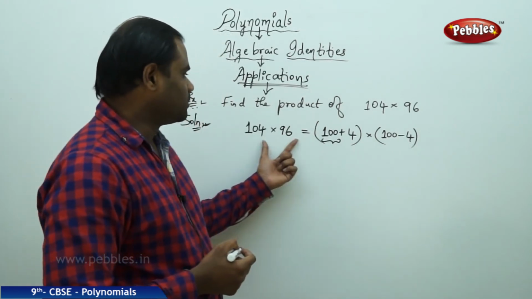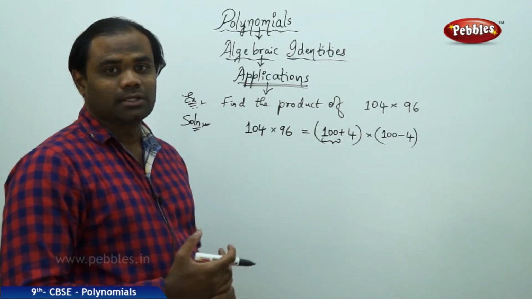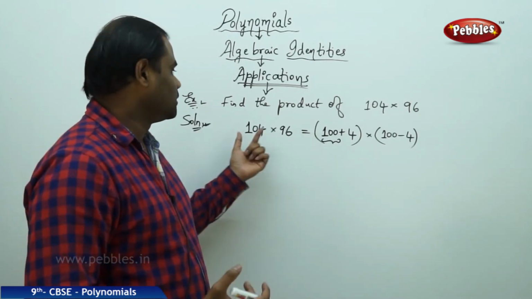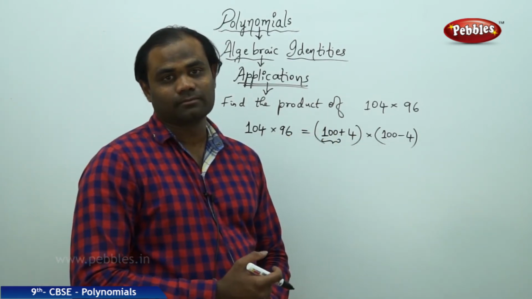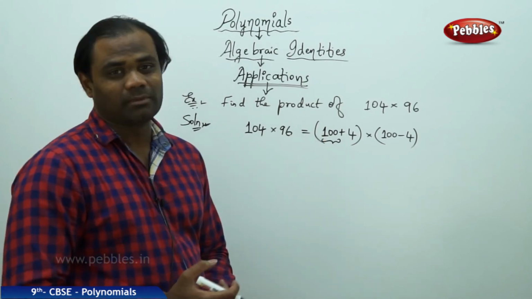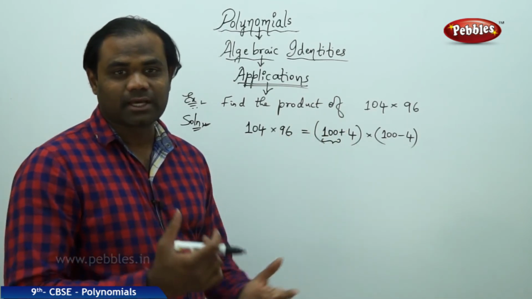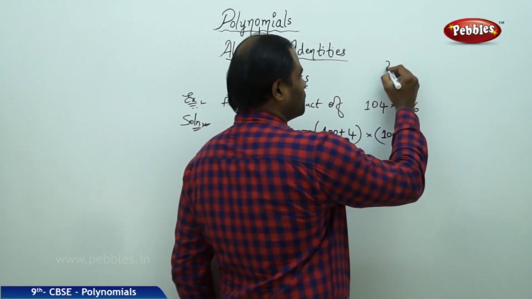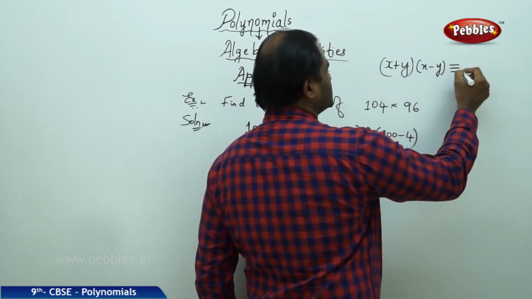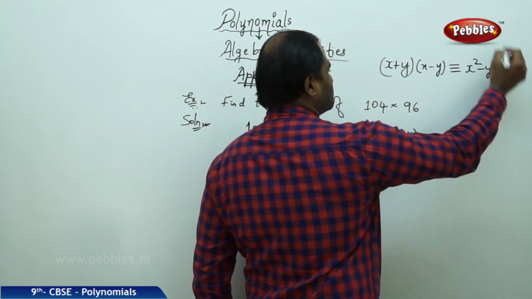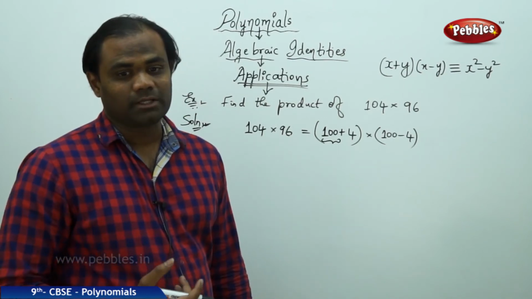So 96 can be written as 4 units short of 100, and 104 is 4 numbers ahead of 100, and therefore 104 is 100 plus 4 and 96 is 100 minus 4. The reason behind writing in this form is that we see this in the form x plus y times x minus y. We all know that x plus y times x minus y is identically equal to x square minus y square, or a plus b times a minus b is a square minus b square.